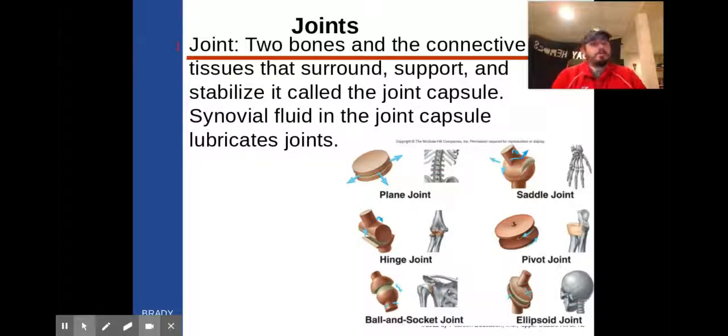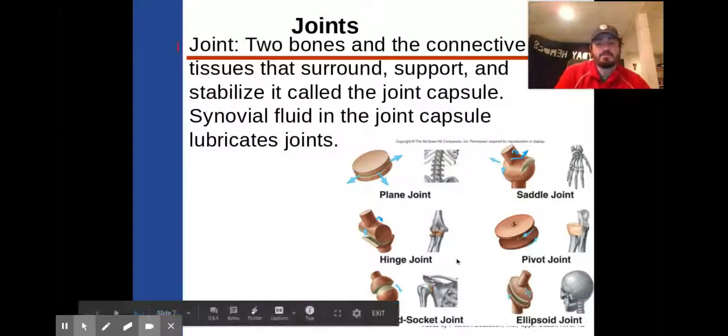And all those joints have that, right? So we can have issues with the synovial fluid. We can also have issues where the joints actually attach. And I'm not going to make you memorize all these different types of joints here.